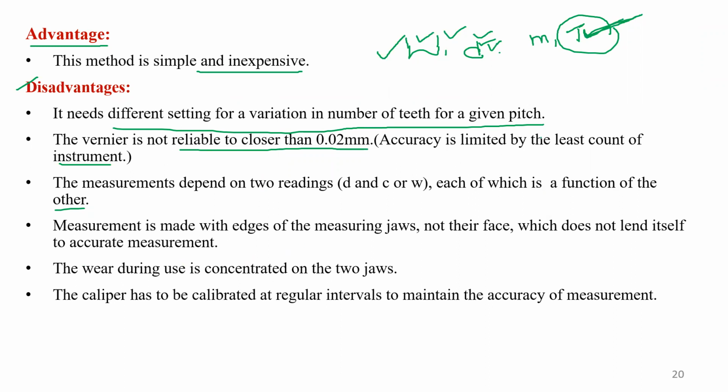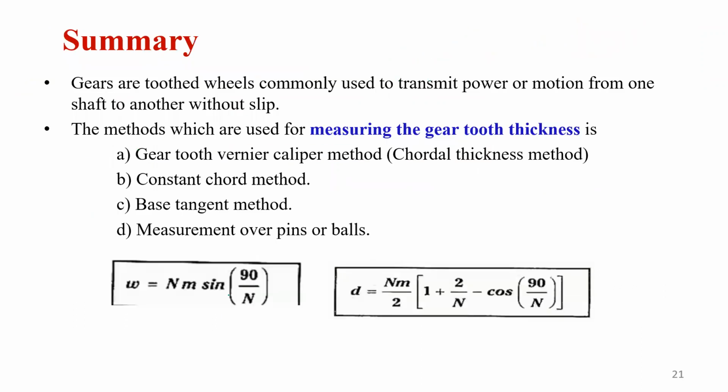Also there is wear between the two jaws that contact the workpiece. So wear during use is concentrated on the two jaws. That causes inaccuracies in the measurement of the gear tooth. And we need to calibrate the caliper at regular intervals to maintain the accuracy of the measurement. These are the disadvantages of the gear tooth vernier caliper method.